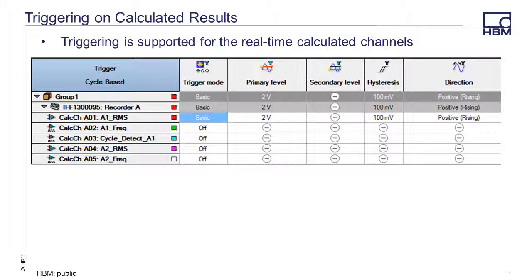Triggering is supported on the results of the real-time calculated channels. Once a real-time calculated channel is created, it is present in the cycle-based trigger page of the settings sheet, which is shown here. This allows the user, for example, to start a sweep-spaced recording when the RMS of a channel reaches a specific value.